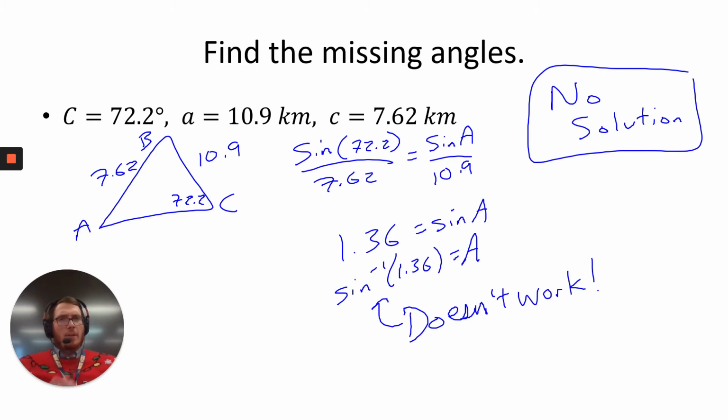But that will match up with what your calculator shows. Now, if you get that on every single question, you're probably plugging something into your calculator wrong. So that's something to keep in mind as well.